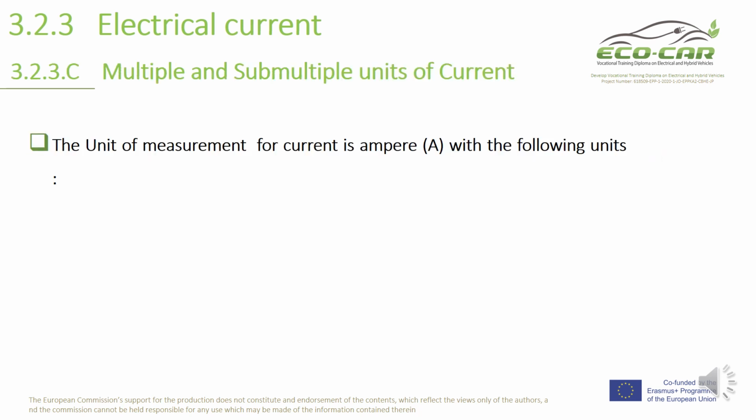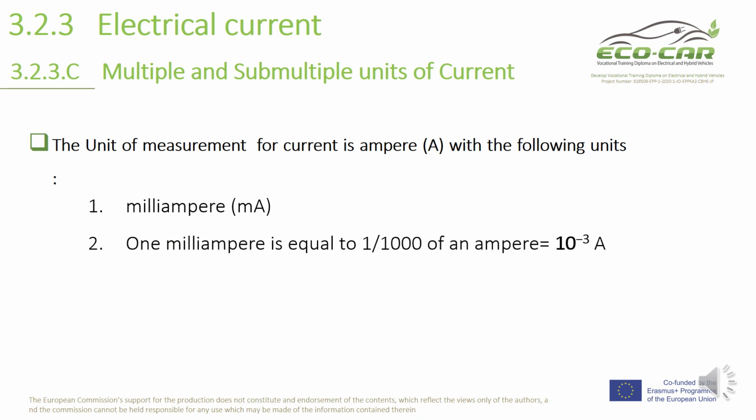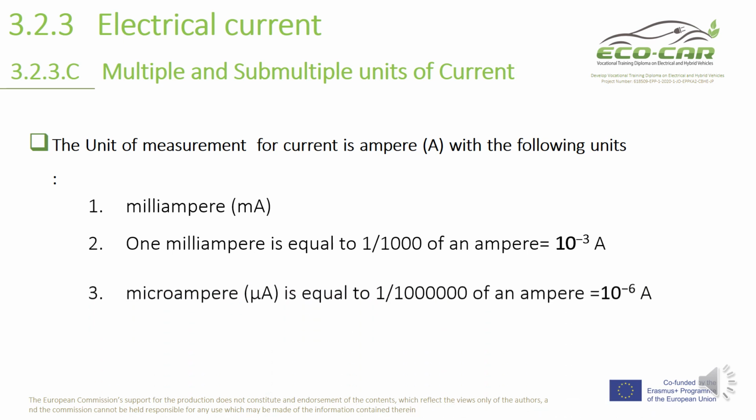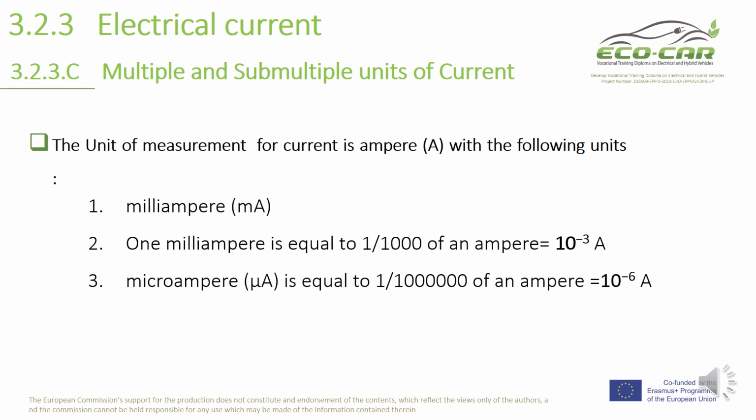Multiples and submultiples of current. The unit of measurement for current is the ampere, as we said before, with the following units: milliamps. 1 milliamp is equal to 1 divided by 1000 of an ampere, 10 to the minus 3. A microampere is equal to 1 divided by 1 million of an ampere, or 10 to the minus 6.